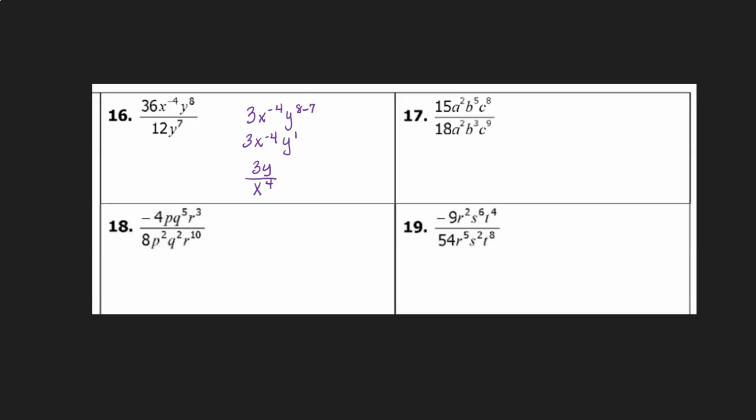So 15 over 18 gets reduced to 5/6. So I have a to the 2 minus 2, so those cancel. So I have b to the 5 minus 3, c to the 8 minus 9. Okay, this gives me 5b squared c to the negative 1st over 6. Now I got to push that c down because it's negative. 5b squared over 6c.